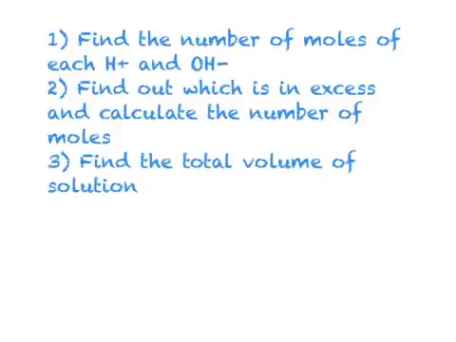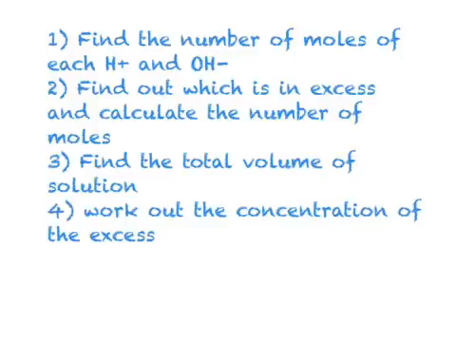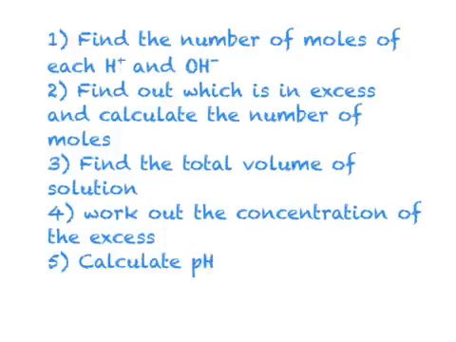Then you calculate the total volume of the solution and then convert that to decimetres cubed. Then you work out the concentration of the excess ions by dividing the excess moles by the volume. And finally calculate the pH. Now because we're dealing with strong acids and strong bases, if it's the acid that's in excess, then we can calculate pH easily from negative log to the base 10 of the hydrogen ion concentration. However, if the hydroxide ion is in excess, then we need to use Kw.